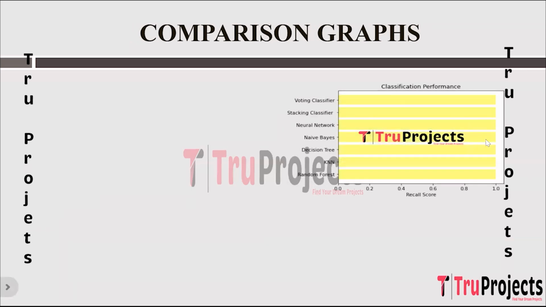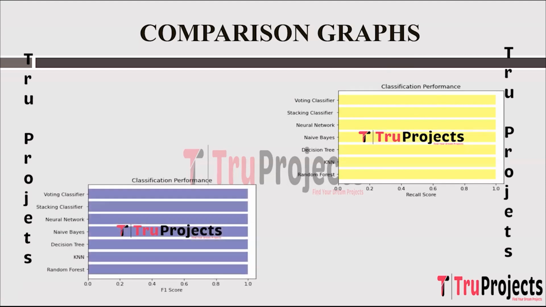This is the recall comparison graph. Here on the x-axis we have recall score and on the y-axis we have algorithm name. Recall, also known as sensitivity or true positive rate, measures the model's ability to correctly identify all relevant instances in the dataset. It calculates the ratio of true positives to the total number of actual positive instances, true positives plus false negatives.